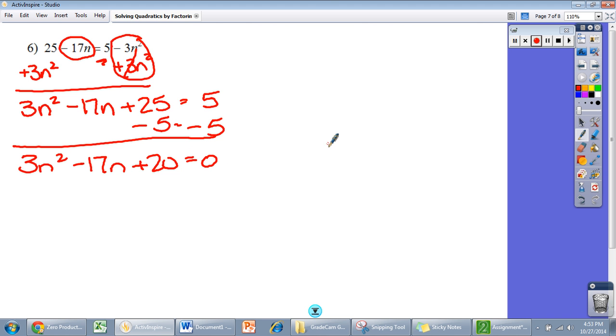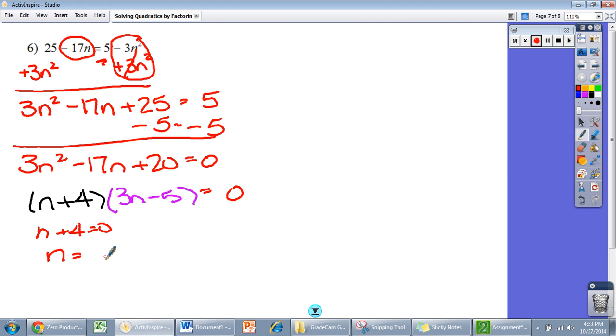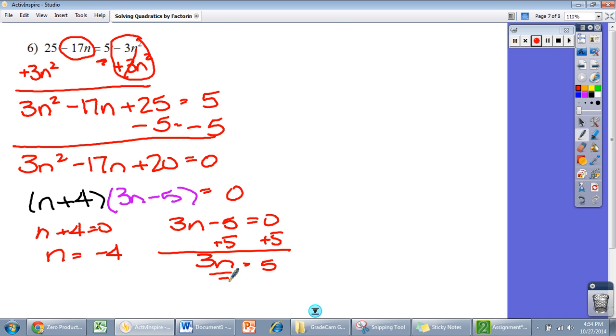All right, you're going to factor, and I'm going to pause this, and we're going to come back and check the answer together. Okay, how'd you do? (n plus 4) times (3n minus 5). Let's go ahead and solve. n plus 4 equals 0, n equals -4. 3n minus 5 equals 0. We're going to add 5. Dividing by 3, n equals 5/3. So those are my two solutions, and you're all set.